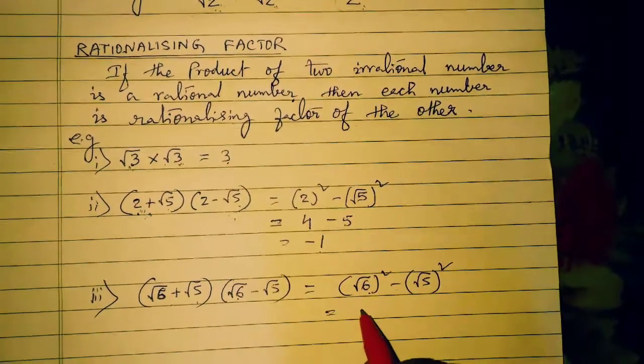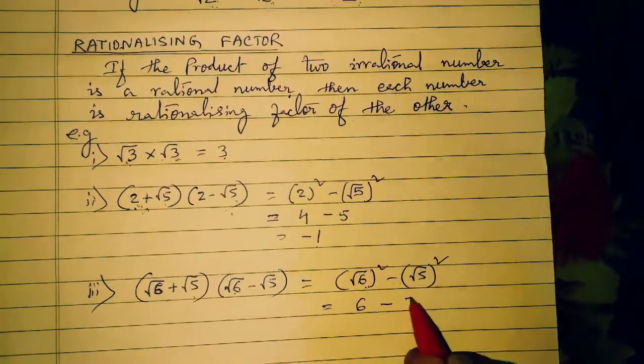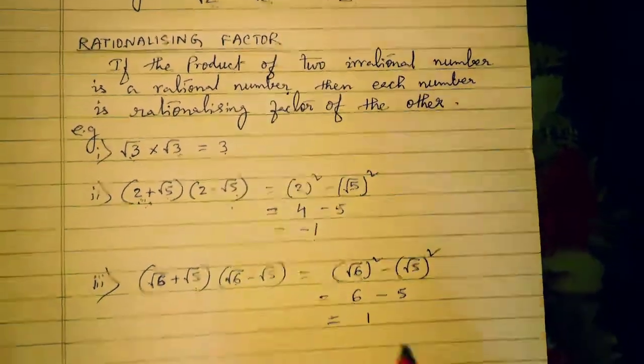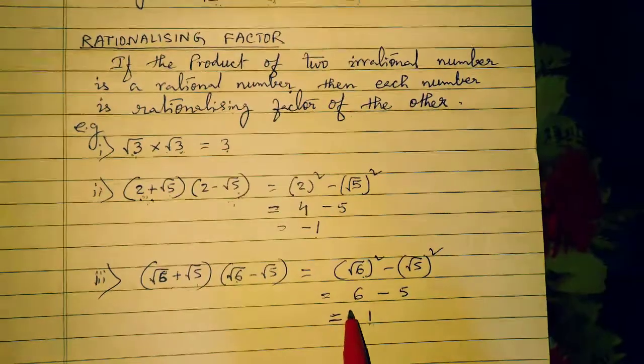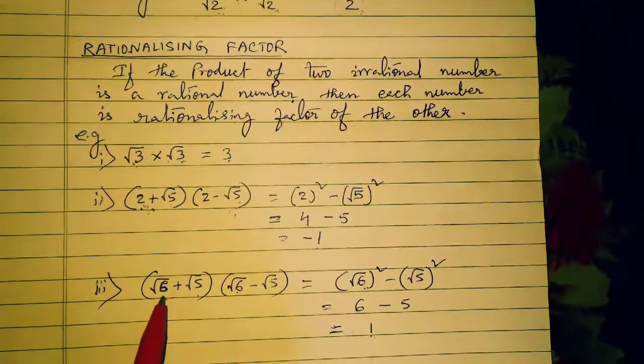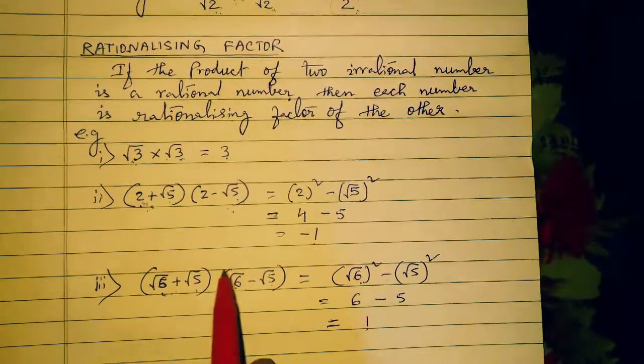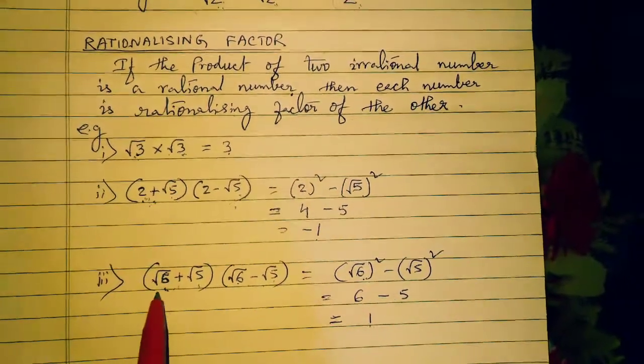Clear? So root 6 whole square is 6, and root 5 whole square is 5. So 6 minus 5 is 1. So again 1 is a rational number. So again, the rationalizing factor of root 6 plus root 5 is root 6 minus root 5. Or if you say root 6 minus root 5 rationalizing factor, that is root 6 plus root 5.